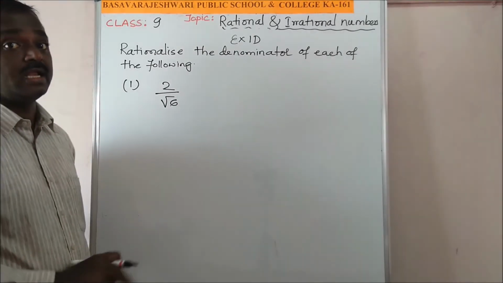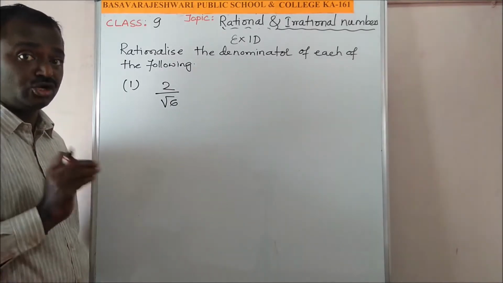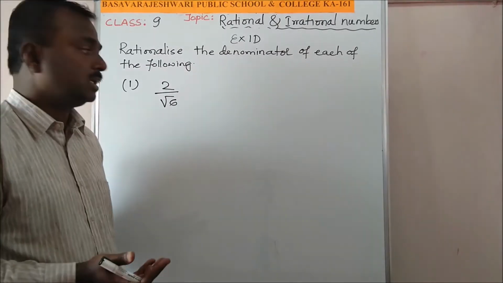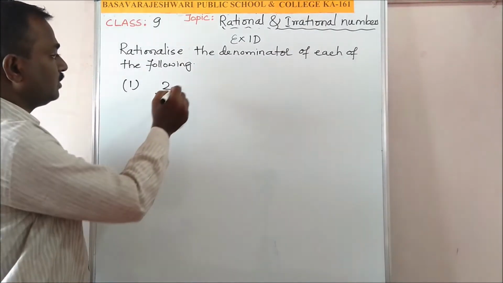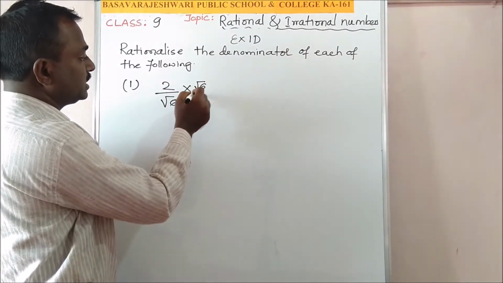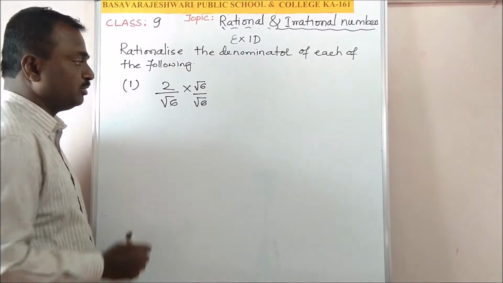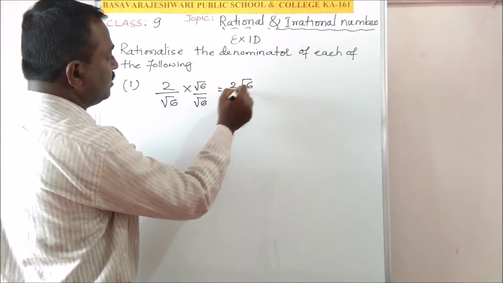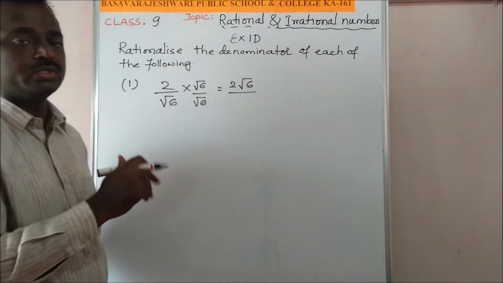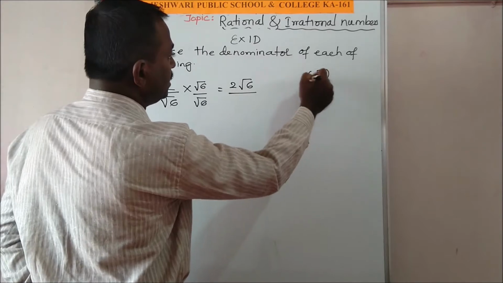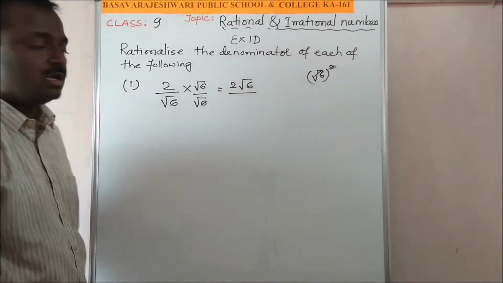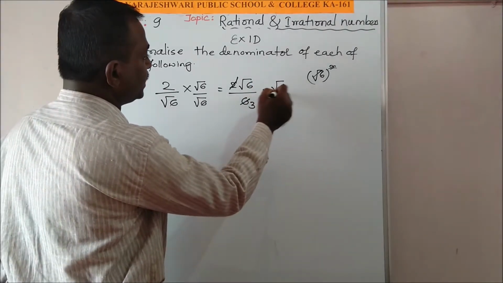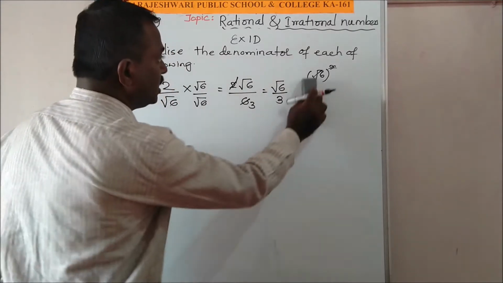I told already, rationalizing the denominator means converting the denominator into a rational number by multiplying the numerator and denominator with a suitable number. So what I will do is multiply the numerator with root 6 and the denominator also with root 6. So what happens here? 2 root 6 by root 6 into root 6. Root 6 whole square, therefore root and root cancel, so what remains? Only 6. 2 ones, 2 threes. So what is the answer? Root 6 by 3.